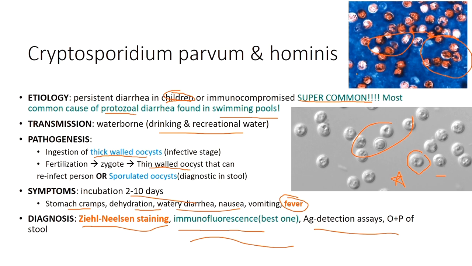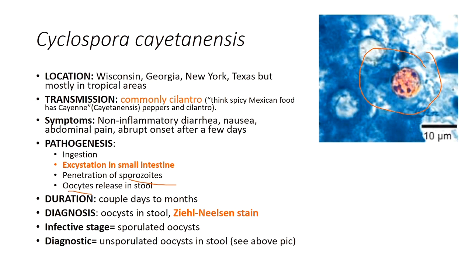Here is very light, like pink, or eosinophilic-like color. I know it's not eosin, so we can't say eosinophilic. But we also have these dark things, and usually they're very singular. There's not a lot of them present. And that's going to be your Cyclospora cayetanensis. Okay, look up definitely other pictures of this guy, but most of them actually look like this. So we can look for the unsporulated oocyst in the stool, which is like the guy in the picture, but the infective stage is sporulated.